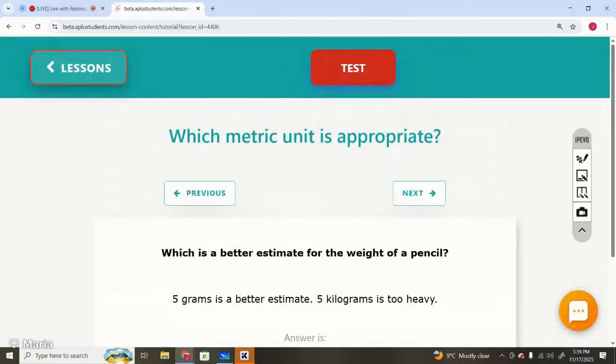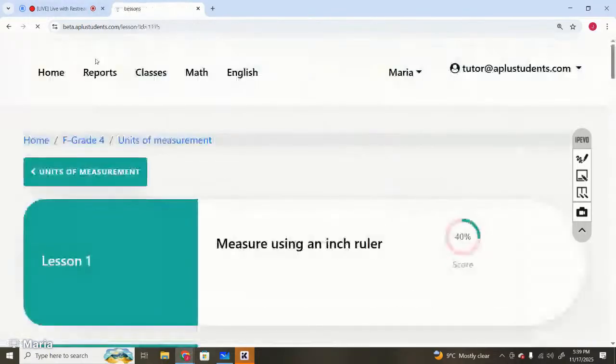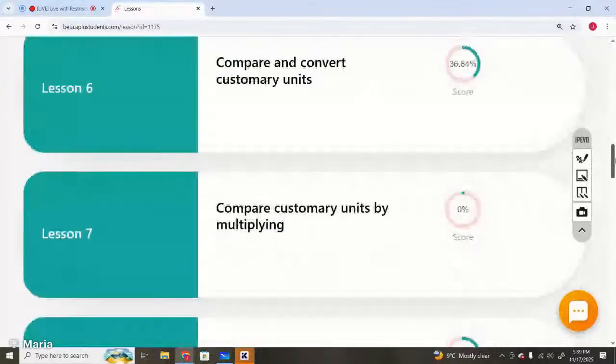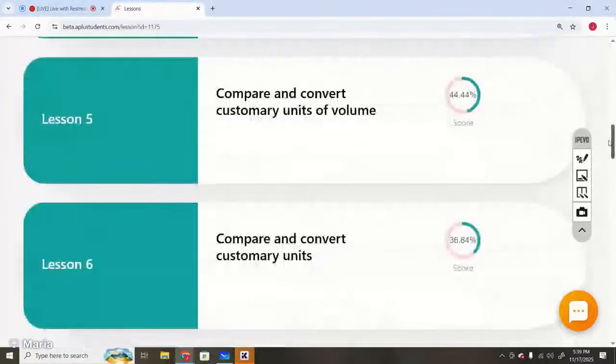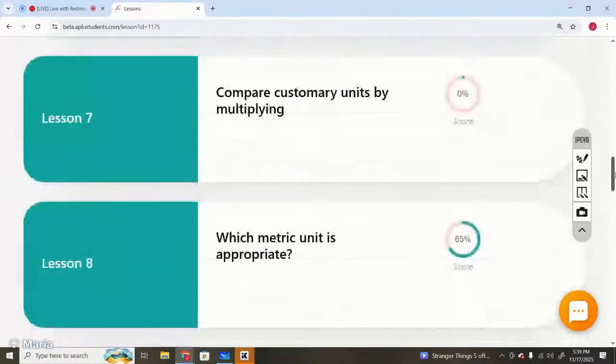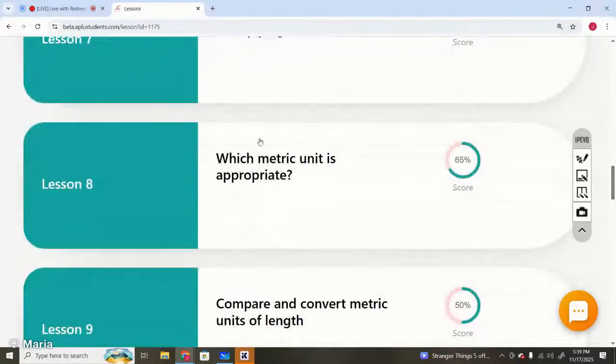So, we were working on grade 4 math. The chapter we were working on is units of measurement. The lessons we have covered today are compare and convert customary units of volume, compare and convert customary units by multiplying, and which unit is appropriate. So please make sure before the next session you complete all the practice questions for the lessons we just did. That is your homework until next session.